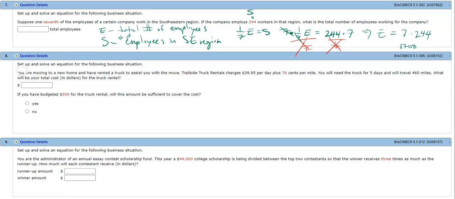And so what do we have here for the next one? We are moving to a new home and we rented some kind of truck. We get a rate over here: $39.95 per day. Always, if you have this per, remember this is a rate. And then it has also plus 76 cents per mile. That also will be a rate over here. We get two different rates. You will need the truck for 5 days and will travel 460 miles. So we want to know what will be the total cost.